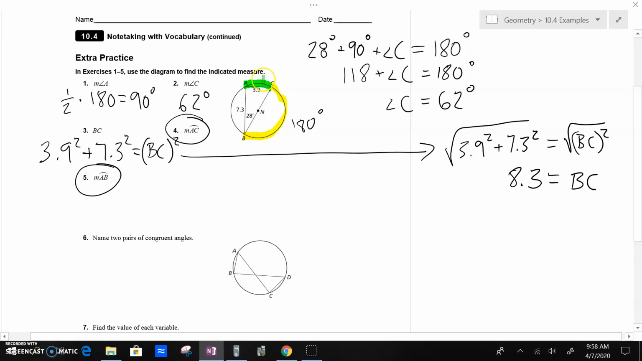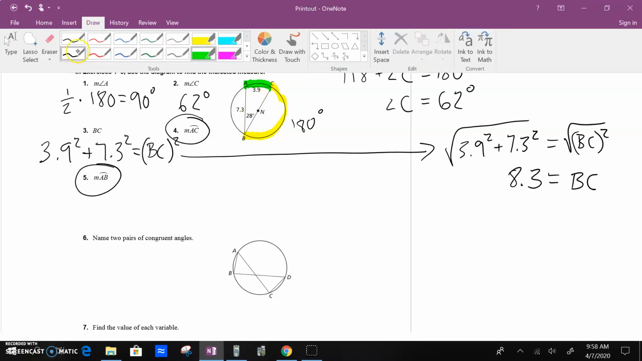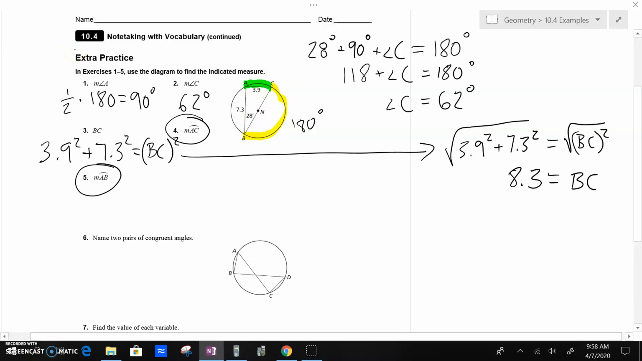So 28 is half of this arc length, which means when I went from an arc of 180, I cut it in half to get to the angle. So now I'm going the other direction, which means I've got to double that 28. So I'm going to do 28 times 2, and that's going to be a 56-degree arc.